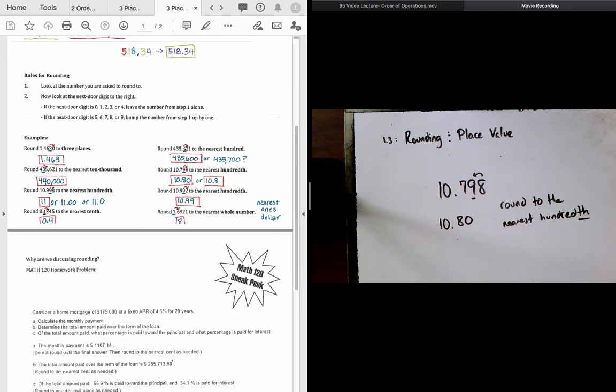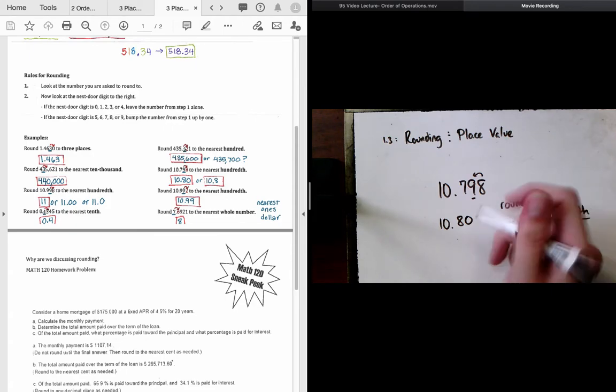Technically, that's the same as 10.8, but because we were asked to round to the nearest hundredth, we should put that 0 there. I think about an example, maybe if we were talking about money and it said round to the nearest cent. Even though when we round, this value becomes a 0, we still want to put it there. We don't want to say I have $10.8. I want to say I have $10.80. So that's the importance there.